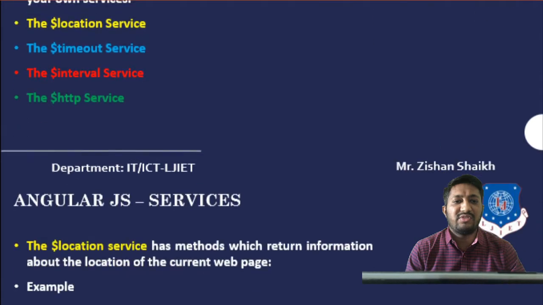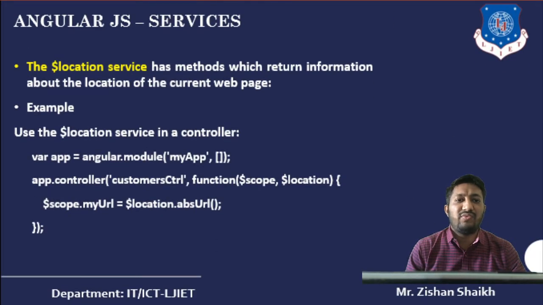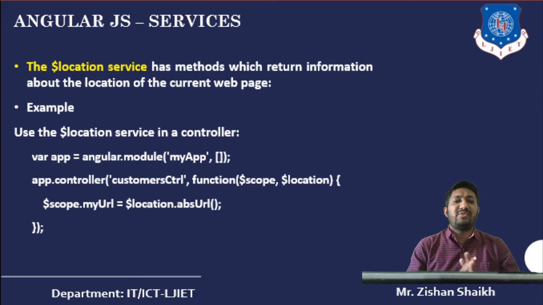So let's start our services one by one. First is the location service. The location service has a method which returns the information about the location of the current web page. This service retrieves the current page location. That means it gives the absolute path of your current web page.